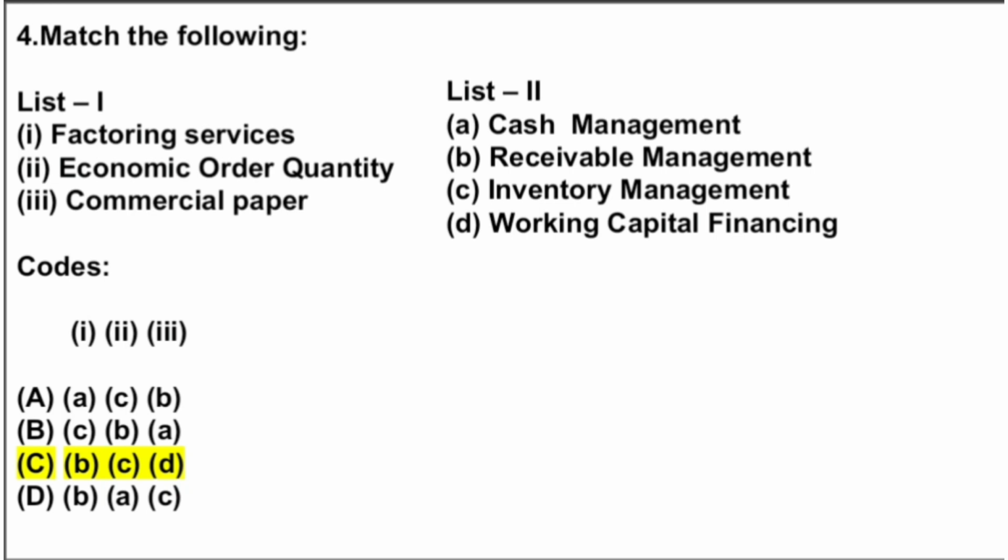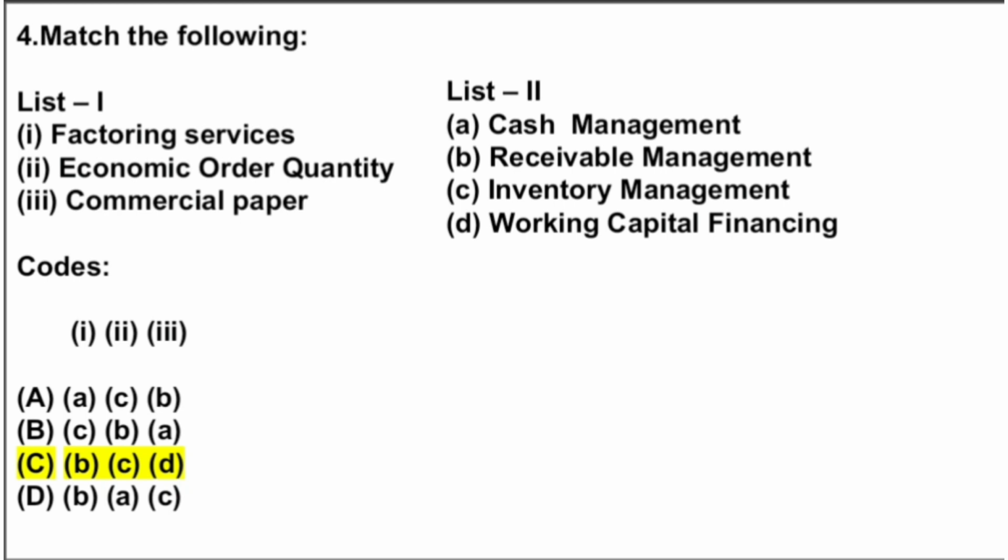And we have a formula. EOQ is equal to root 2AO by C, where A means annual usage of material, O means ordering cost of placing an order, and C means carrying cost. We need to learn that formula, and a lot of questions are asked from this topic repeatedly. So this economic order quantity is related to inventory management, right?